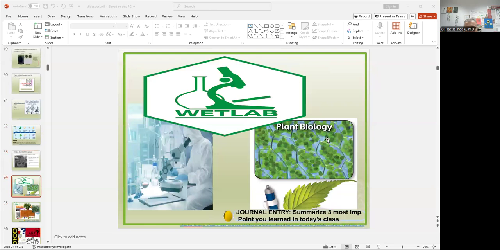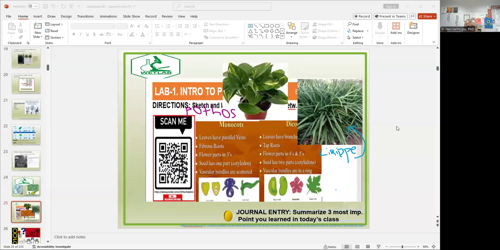So for the wet lab of today's lab, you can start your notebook and put today's lab number 1 in it. And as a wet lab, you can actually draw maybe a pothos, which is our dicot model plant. Maybe a liriope, which is a grass and also is a monocot model plant. And then also write down a few major features of monocot versus dicot.